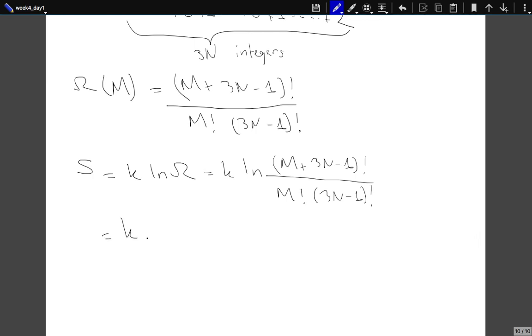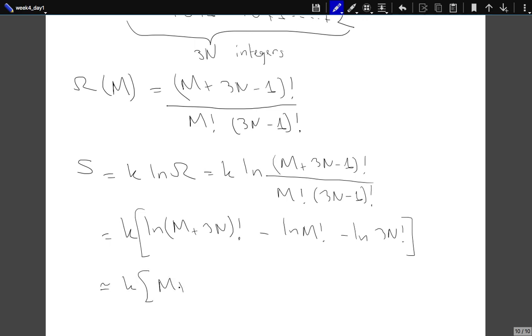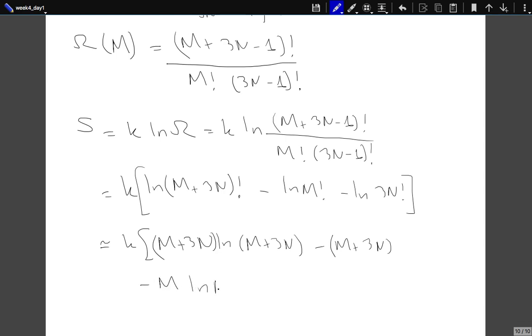So this will be k times the logarithm of M plus 3n minus 1. Let me ignore the 1. M plus 3n factorial, minus the logarithm of M factorial, minus the logarithm of 3n factorial, which will be k times (M plus 3n) logarithm of (M plus 3n) minus (M plus 3n), minus M logarithm of M plus M, minus 3n logarithm of 3n plus 3n. So this cancels these terms.